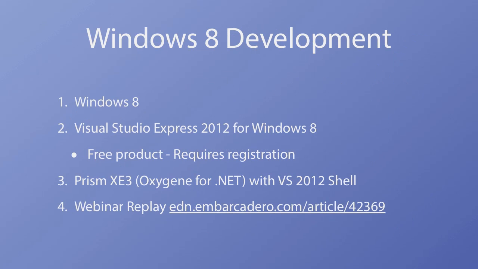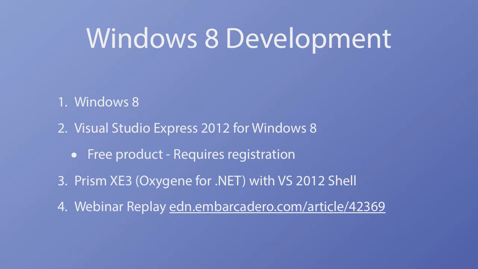To get started doing Windows 8 development, the first thing you need is a copy of Windows 8. The reason is that's the only place that you're going to find WinRT, the Windows runtime. Microsoft did not include the designers for WinRT or the modern UI in the Visual Studio shell, which is what ships with Oxygene for .NET.